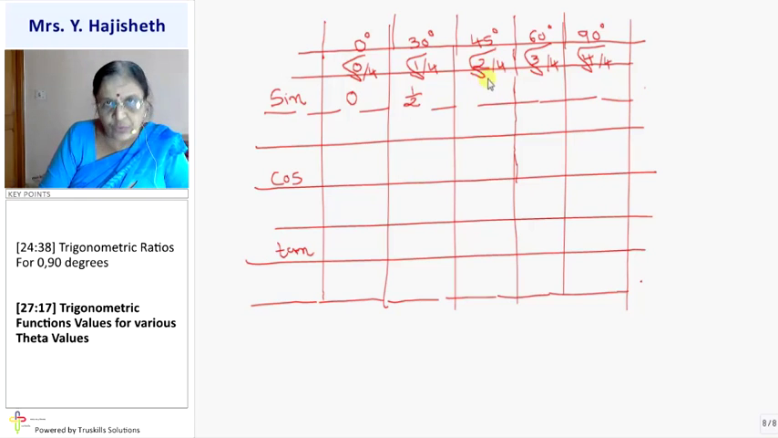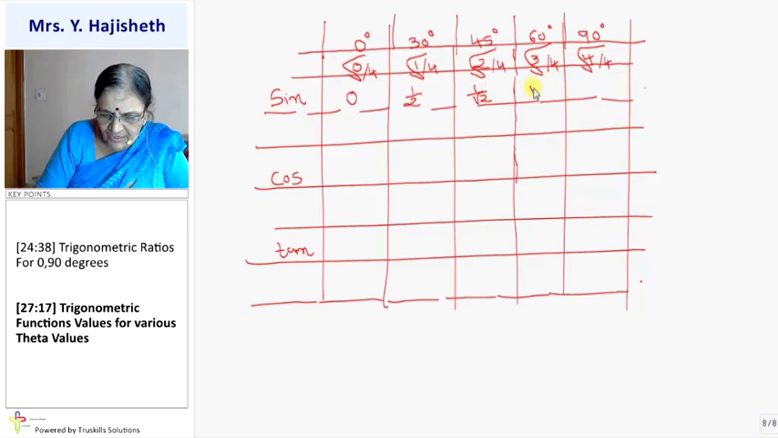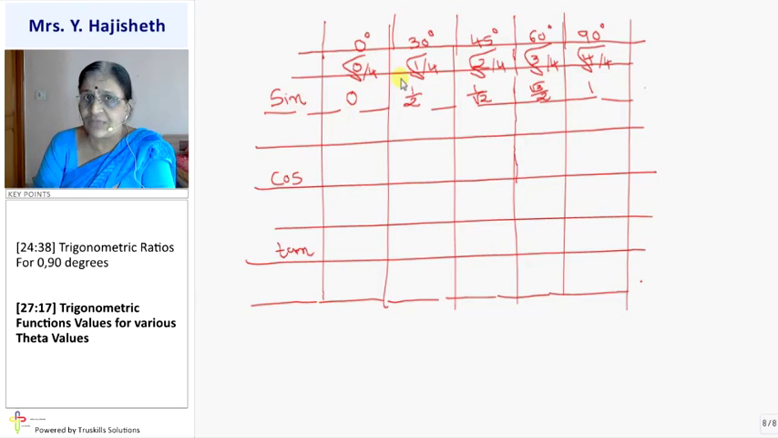Sine 45, 2 by 4, so 1 by 2, and the square root of 1 by 2 is 1 by root 2. Root 3 by 4, so the square root is root 3 by 2. And this is 4 by 4, 1. I got the sine of the corresponding angles. Sine 0 is 0, sine 30 is 1 half, sine 45 is 1 by root 2, sine 60 is root 3 by 2, sine 90 is 1. Sine takes values in increasing order, from 0 to 1.